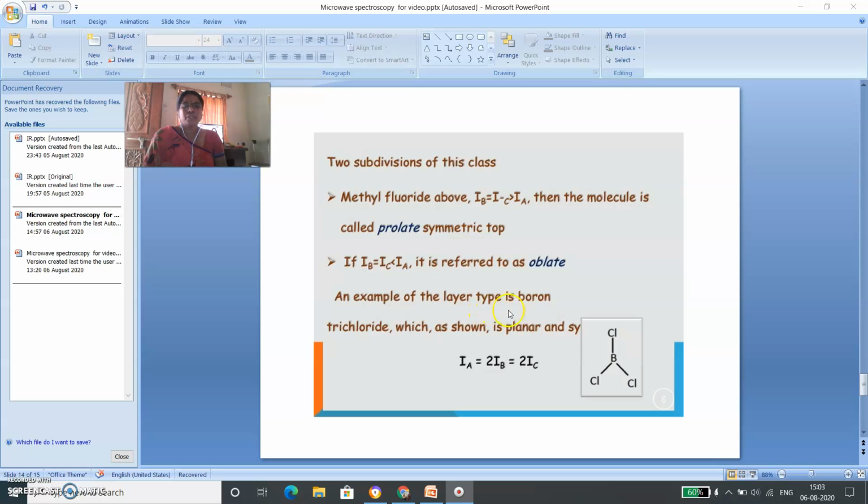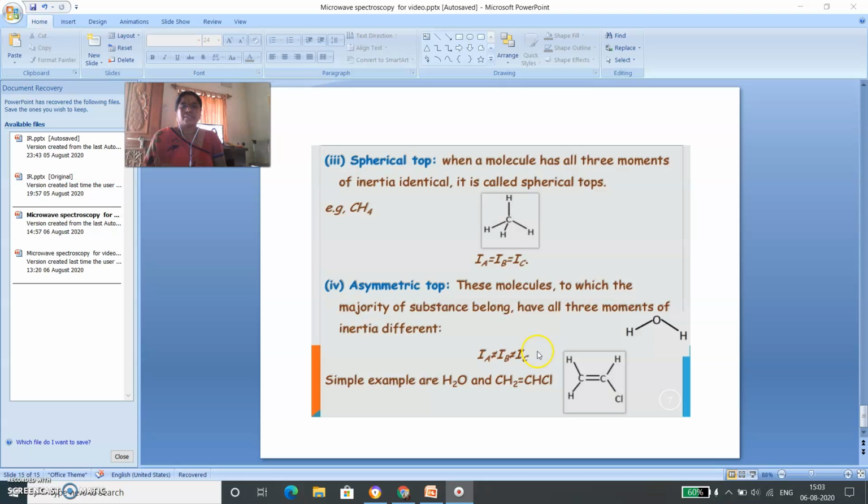So an example of the oblate type is boron trichloride, which as shown is planar and symmetric. So IA is equal to, here if you see, 2IB is equal to 2IC.